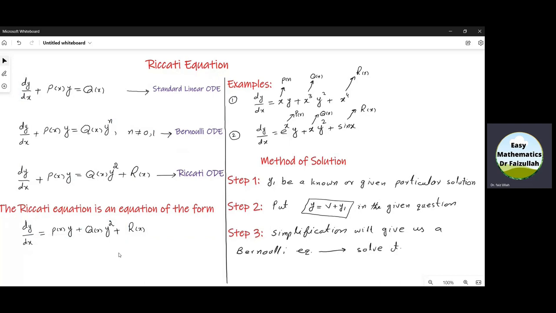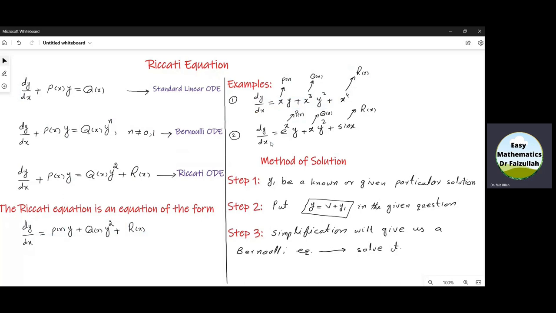Let us see some particular examples of the Riccati equation. Example number one: dy/dx is equal to x y plus x cubed y squared plus x to the power 4. If we compare this with the general Riccati equation, p(x) is x, q(x) is x cubed, r(x) is x^4. We can see p, q, and r are functions of only x. So this is a Riccati ordinary differential equation.